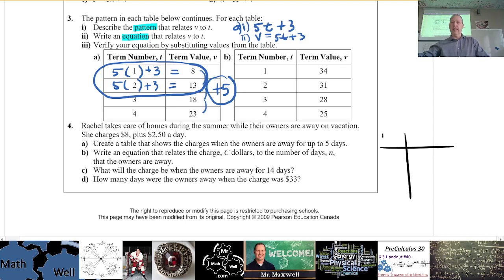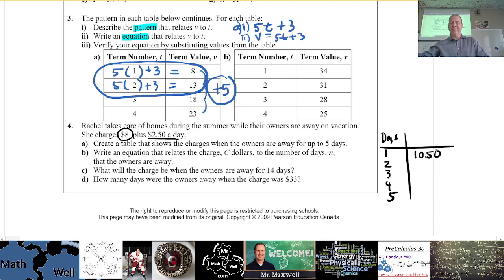What do we put where? Well, let's put days on the left because that seems to be the independent variable, right? The days, however many days, determine the cost. So if we went 1, 2, 3, 4, 5, we can identify what our cost is. So on day 1, we have a cost of $8 plus $2.50 for the first day, looks like. So that's going to be $10.50.